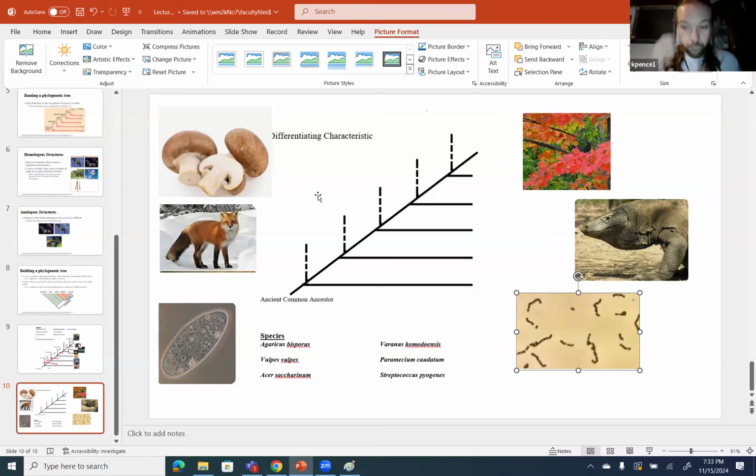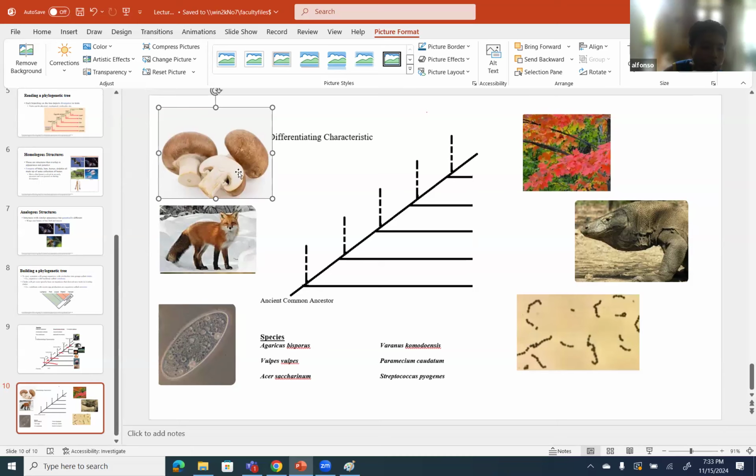Anybody have a clue? No. At least you're honest. Okay, so let's think about this. My domains, right? Eukarya, prokarya, or bacteria, and archaea. Eukarya means they have a nucleus. So with the mushrooms, do you think they would have a nucleus in their cells?